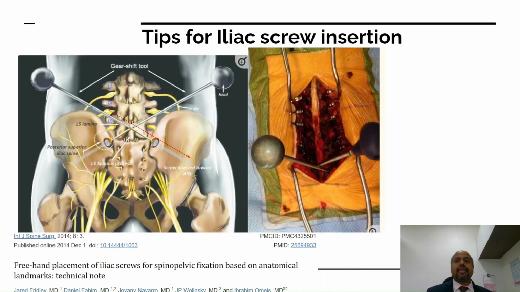Now, the tips for iliac screw fixation based on freehand anatomical guidelines are that you identify the lamina of L5 and you identify the spinous process. Your Lenke probe has to be parallel to the lamina, the upper end of the lamina of L5, and has to be above the spinous process. And from here you start from the posterior superior iliac spine and target your Lenke probe towards the anterior superior iliac spine. This is how it looks in the real image.